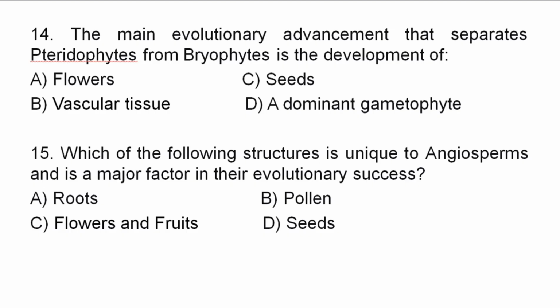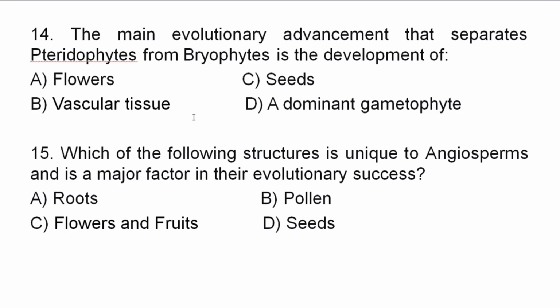Question number 14. The main evolutionary advancements that separate Pteridophyta from Bryophytes in the development of A, flowers, B, vascular tissue, C, seeds, D, a dominant gametophyte. The main evolutionary advancement that separates Pteridophyta from Bryophyta is the development of which characteristic from the given alternatives? Flowers, vascular tissue, seeds, or a dominant gametophyte?